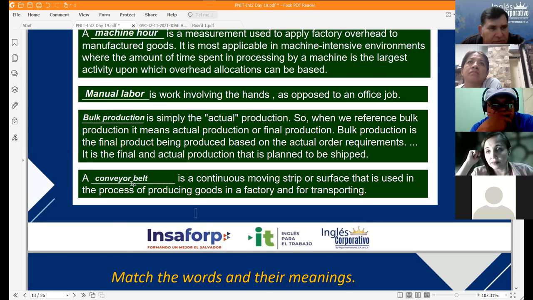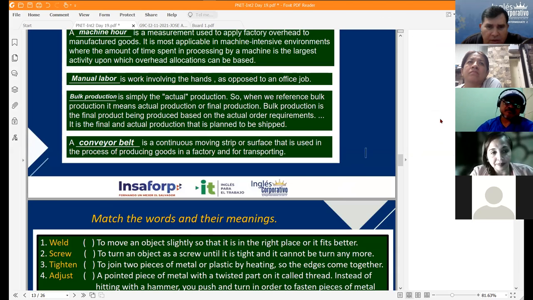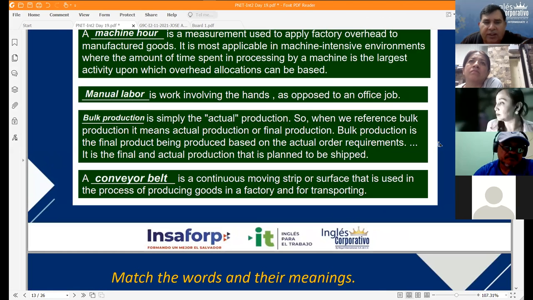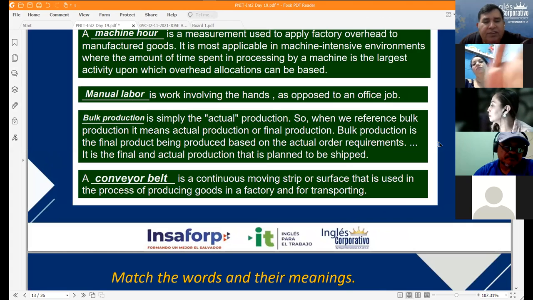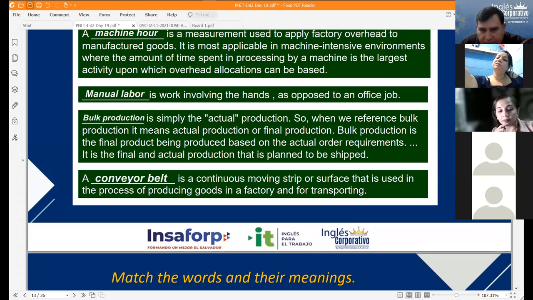This one I'm going to make bigger. Okie dokie. So, yes. Teacher, what is a strip? A strip is a piece. So you say that it's a continuous moving strip or surface. At the supermarket when they are checking out the products, you see that there is a band that is pulling the products, right? For the lady to be checking them out. So that is the strip of surface that is used in the process of producing goods in a factory or for transporting, okay? So that would be the other one. Okay, continue, my friends.